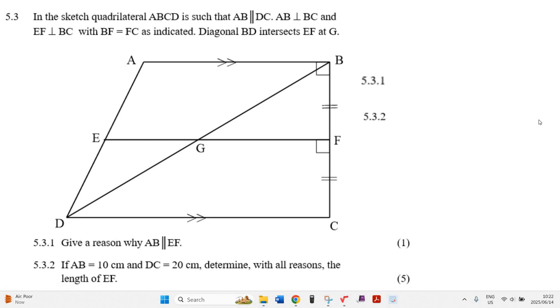Okay, let's try this midpoint theorem question. It's a little bit tricky. You have to be really careful. Okay, the first thing, give a reason why AB is parallel to EF.